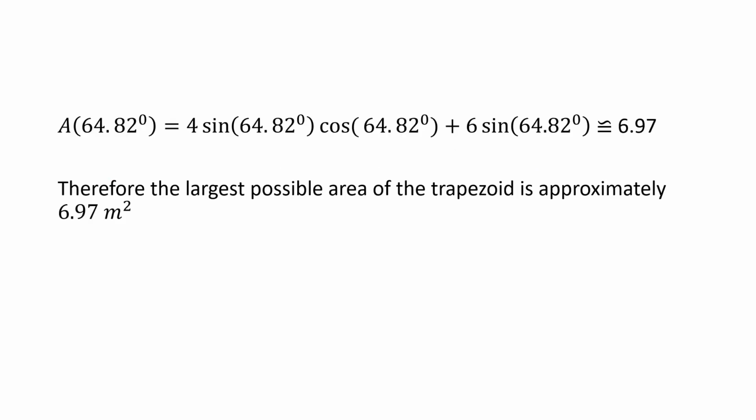And so finally, what we can do is say that the area of the largest rectangle will be obtained by plugging 64.82 degrees in for theta in our area formula. And when we do that, we get 6.97, and we can say therefore that the largest possible area of the trapezoid is roughly 6.97 meters squared.